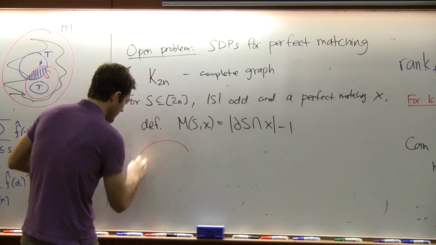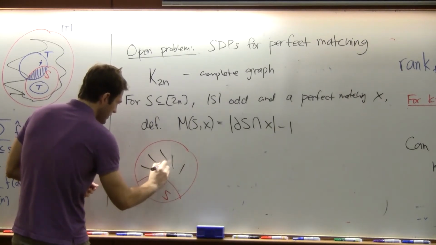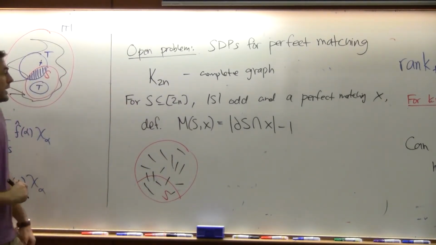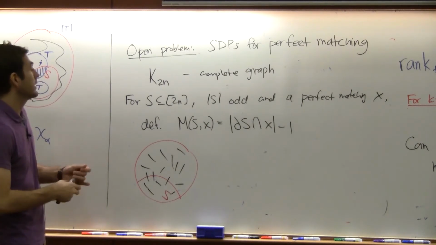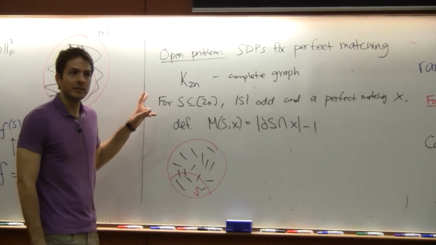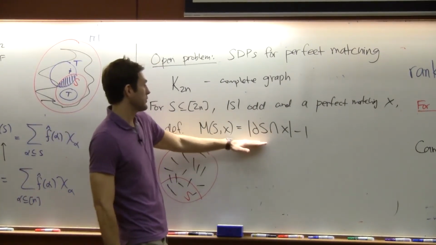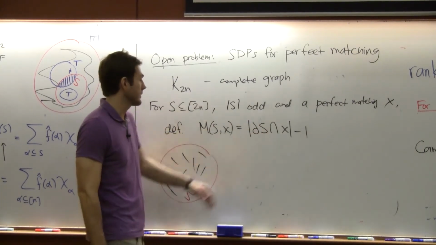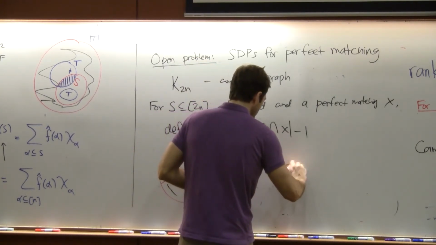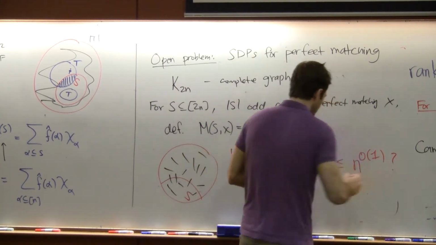And the picture looks like this. Here is an odd set S, and then X is some perfect matching, which may cross S in some number of places. So the point is, this is always non-negative because, if you have a perfect matching and you have an odd set, at least one edge has to go outside by just parity. And in fact, this is a slack matrix for the matching polytope. So these are all the inequalities for matching. So the question is, is the PSD rank of this matrix at most polynomial?